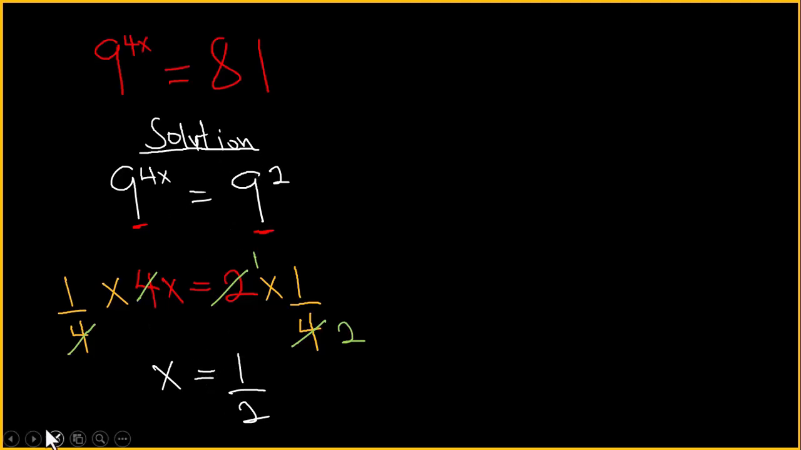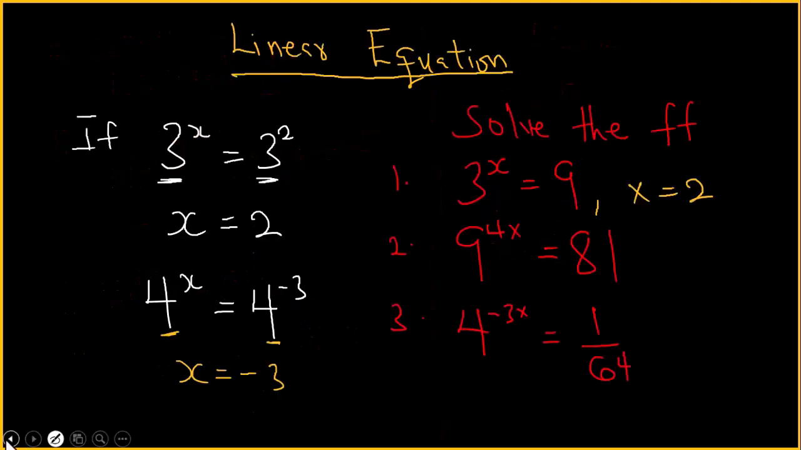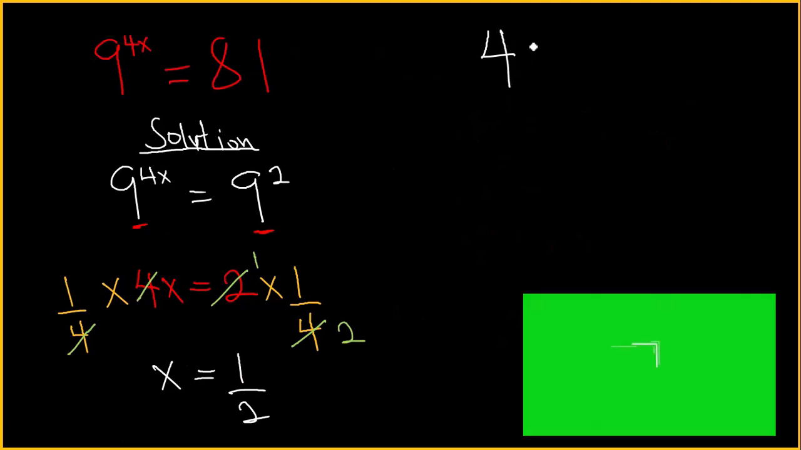Let's move on to the next question. We have 4 raised to the power negative 3x equals 1 on 64. So how do we find the unknown, which is x? 4 raised to the power negative 3x equals 1 on 64.